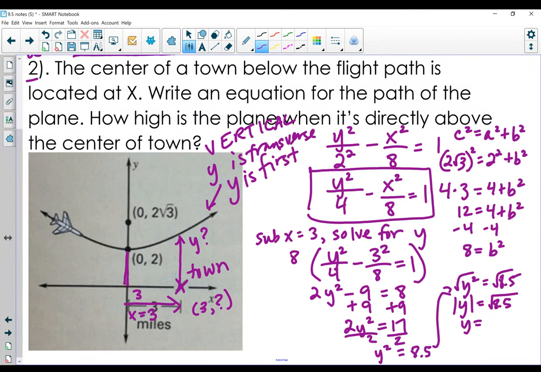But we only want part of that hyperbola. The negative part doesn't make any sense. The plane's not going to fly below the Earth. So I have plus or minus square root of 8.5, but really I can reject the negative. So y is going to equal the square root of 8.5, which as a decimal is about 2.9 miles. So approximately 2.9 miles up in the air from the town.